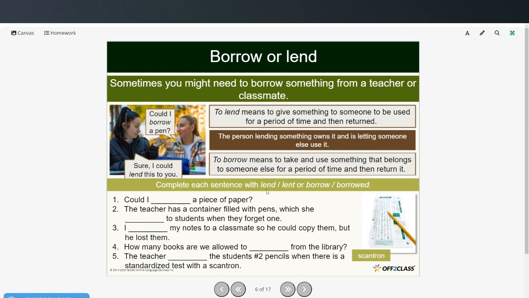All right, so again, you're going to fill in these blanks with either lend, lent, borrow, or borrowed. Pause the video, try these on your own, and then restart when you're ready to check your answers.